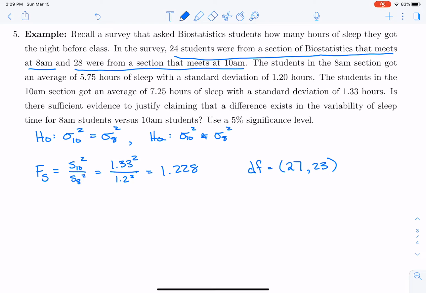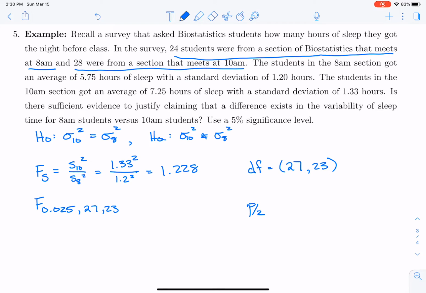So what we want to do is find the p-value, and we also want to figure out what we should compare F to. What is F for 0.025 with degrees of freedom 27 and 23? We want to figure that out, and we also want to figure out some sort of bound on the p-value.